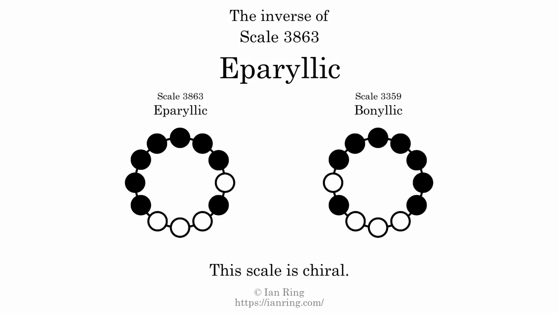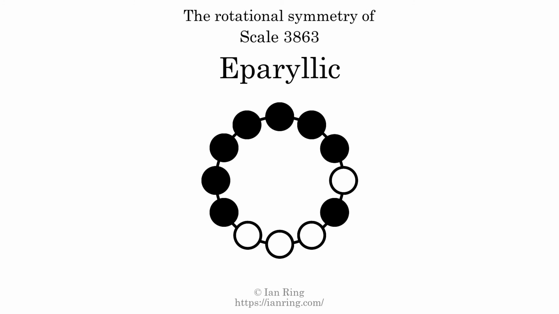The inverse of a scale is a mirror image. It is what you get when the sequence of intervals is reversed. The inverse of this scale is scale 3359, also known as Eparyllic. This scale is chiral. It cannot transform into its inverse by rotational transformation. This scale has no rotational symmetry.